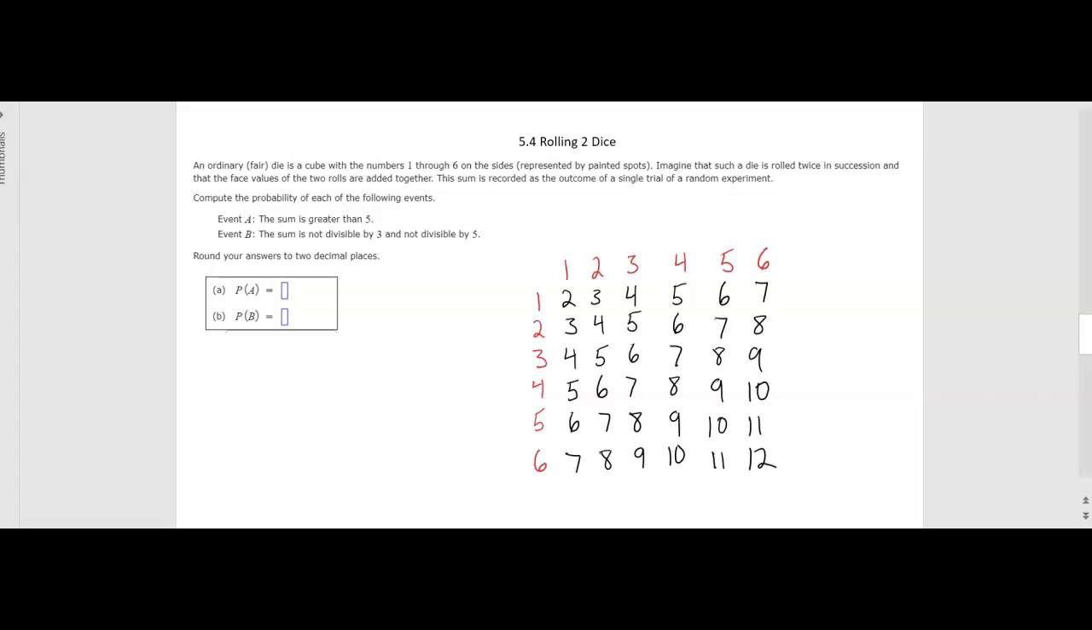Because remember, probability of an event is equal to the number of desired outcomes divided by the total number of outcomes.